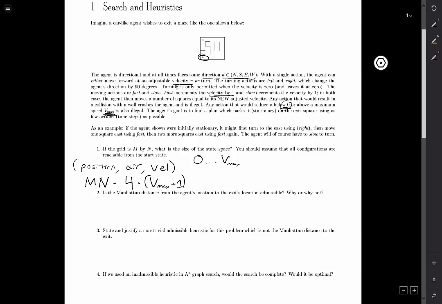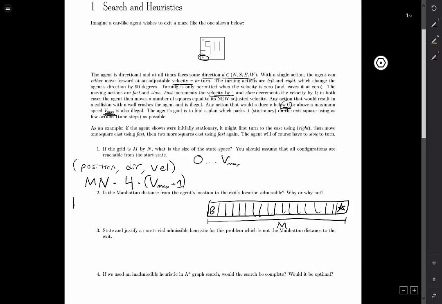Okay, so now question 2. Is the Manhattan distance from the agent's location to the exit's location admissible? Why or why not? In general, let's try to break this heuristic, because if we can break it, then it's not admissible. So let's consider a very long hallway. Let's say the agent, which I'll draw as Pac-Man, starts there, and the goal is to get to this star. And let's say the hallway is of length m.